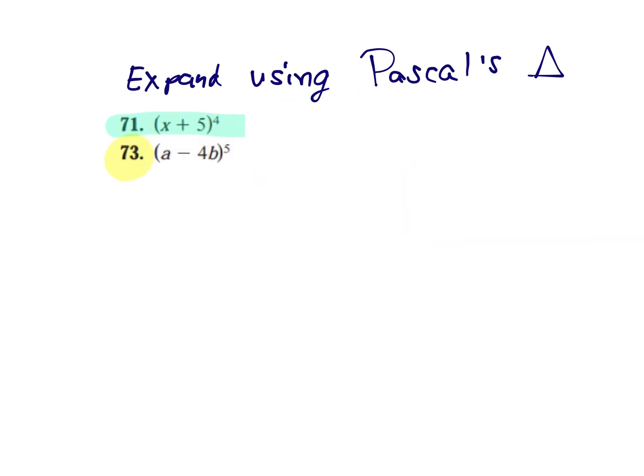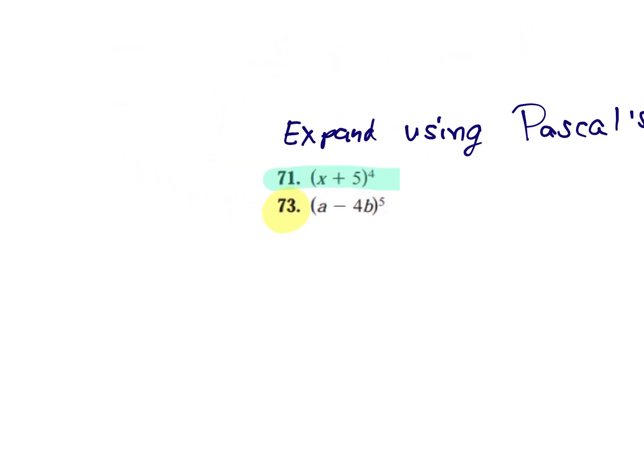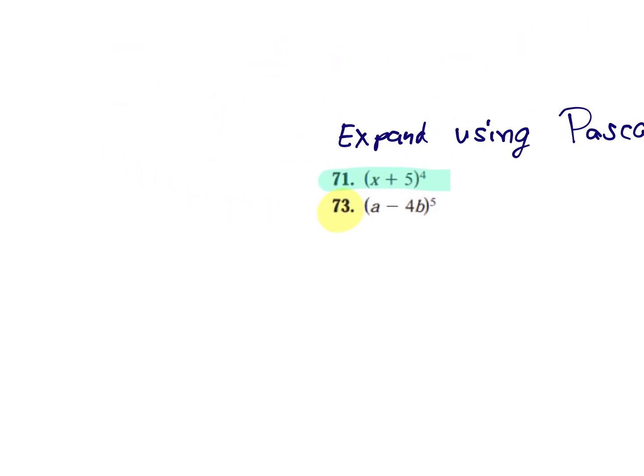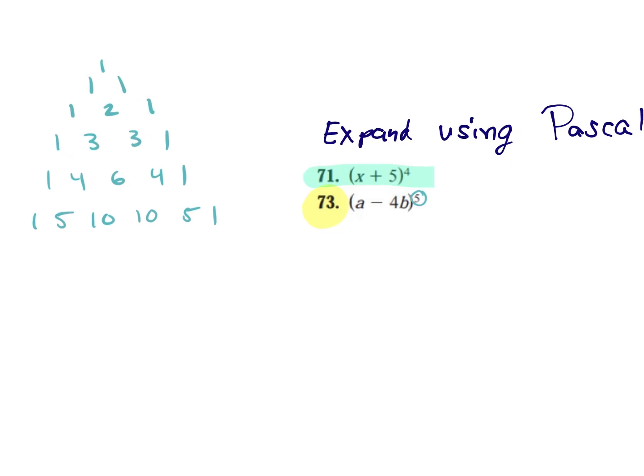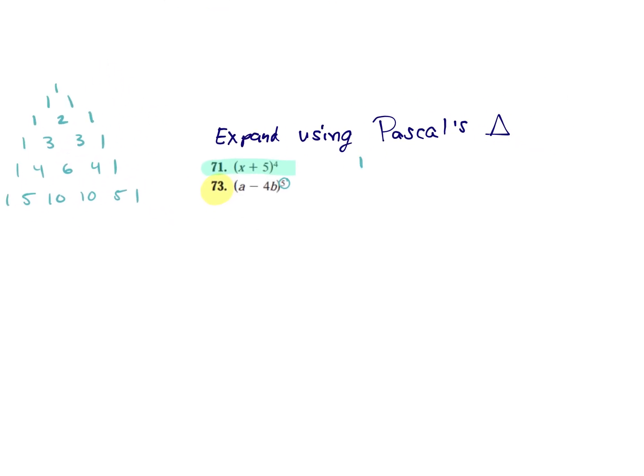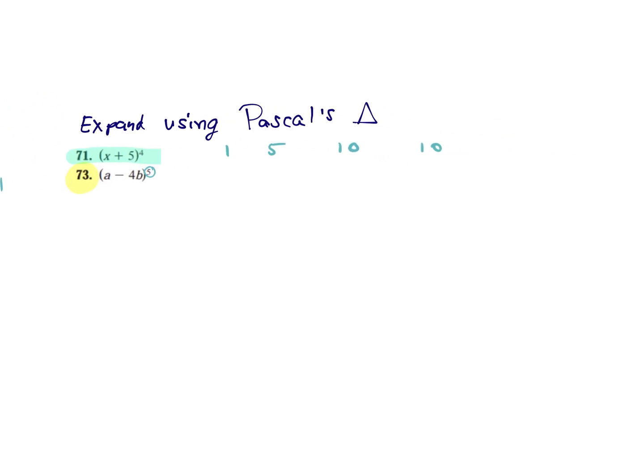All right, next let's look at 73. So expand using Pascal's triangle. You guys have to know how to come up with Pascal's triangle. So remember, we start with a little triangle of ones. Then we add the two numbers above it. So it'd be 1, 2, 1, 1, 3, 3, 1, 1, 4, 6, 4, 1. And then here we're going to the fifth row. So 1, 5, 10, 10, 5, 1.